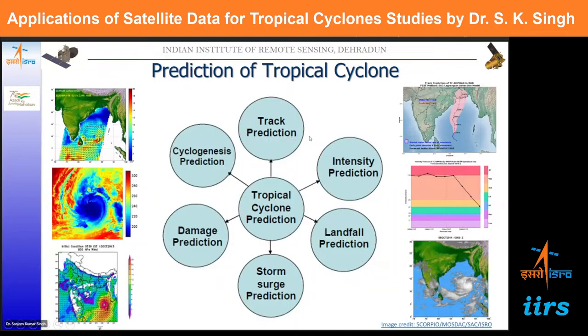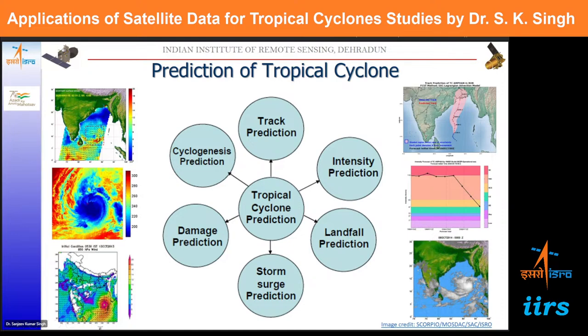Now coming to the prediction of the tropical cyclone. Prediction of the tropical cyclone is not only the track prediction; it consists of many parts. It starts from cyclogenesis prediction itself. What is cyclogenesis? Cyclogenesis is mainly where you predict or monitor the formation of the tropical cyclone.